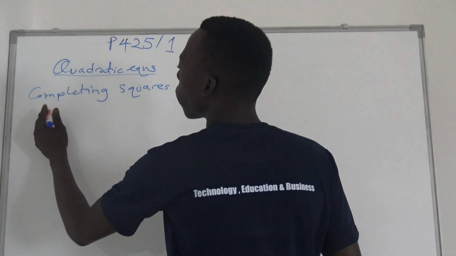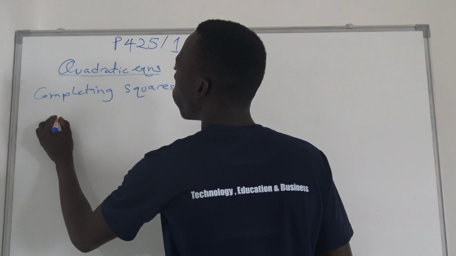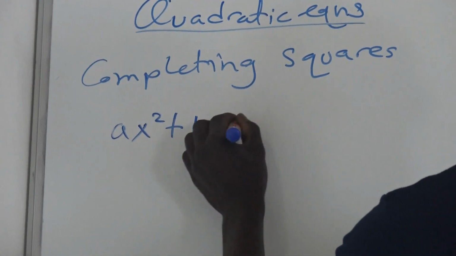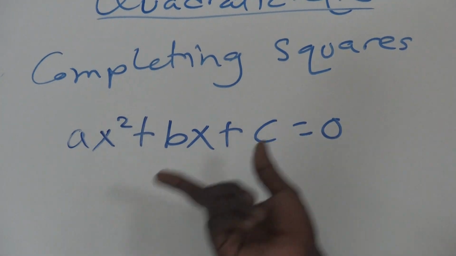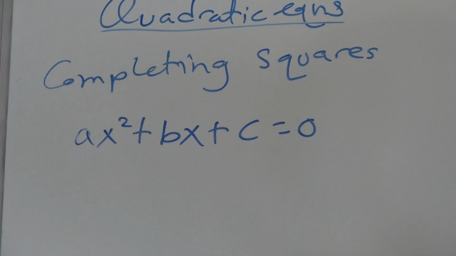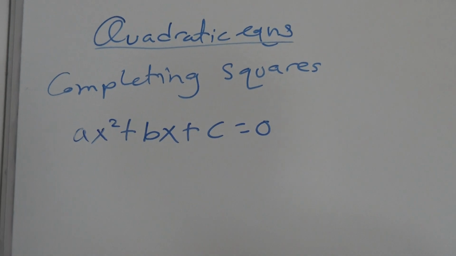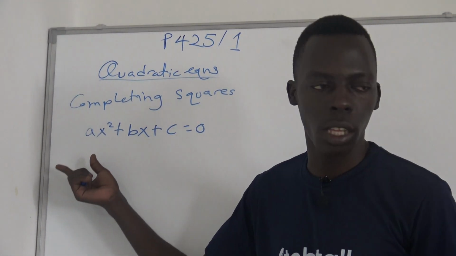So for that case, if the quadratic equation was given in the form of ax squared plus bx plus c equals 0, how can we apply completing squares so that we can get the answers? What we do, the first thing is to note the equation.